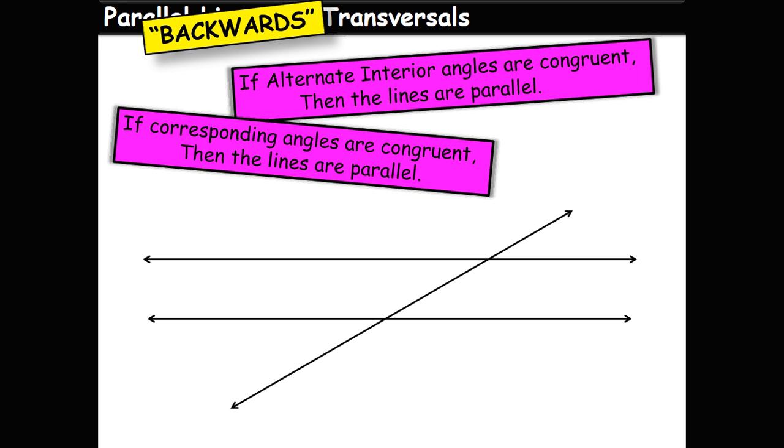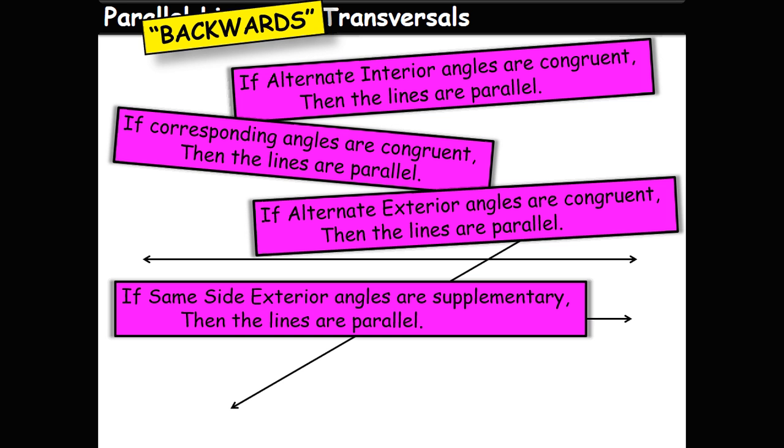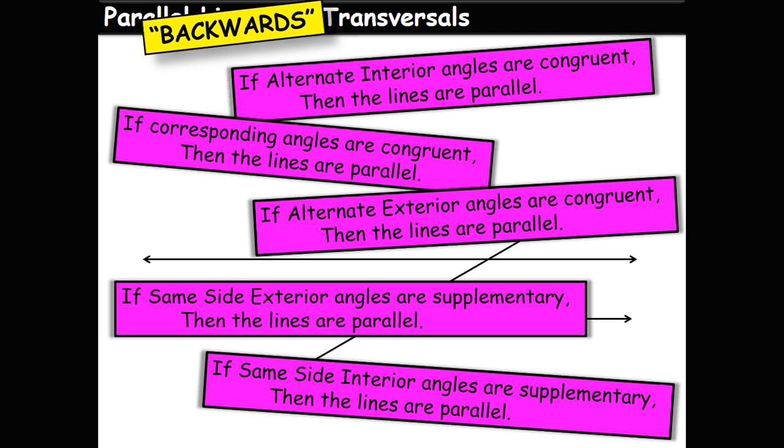Or if corresponding angles are congruent, then the lines have to be parallel. Or if alternate exterior angles are congruent, the lines are parallel. Or if same side exterior angles are supplements, then the lines are parallel. Or if same side interior angles are supplementary, then the lines are parallel. That's a lot to remember. That's 10 rules about alternate interior and same side exterior and lines being parallel.